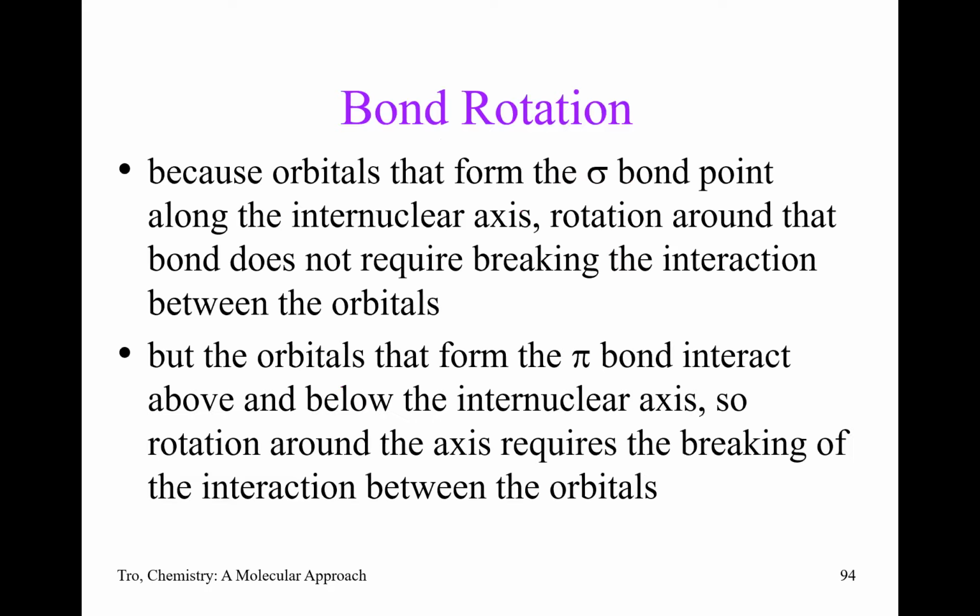All right, and what this does, and this is where the models become really handy because they have this type of restriction in them, is the pi bonds slow or completely stop the bond rotation, but sigmas do not, right? Because orbitals that form the sigma point along that axis, rotation around the bond does not require breaking the interaction. So that means there's nothing restricting a sigma bond from spinning. But the orbitals that form those pi ones, they interact not in the same place, and so they prevent rotation of the bond.